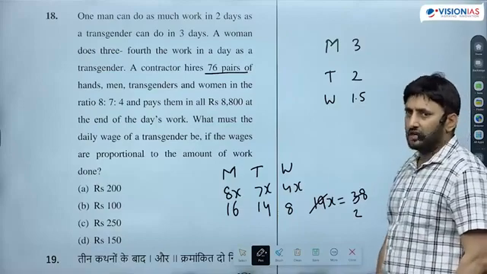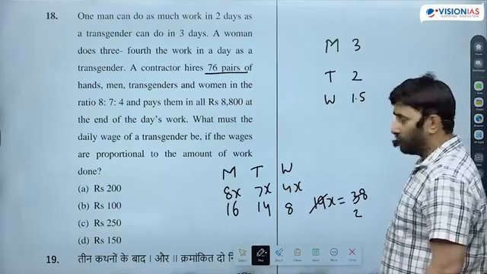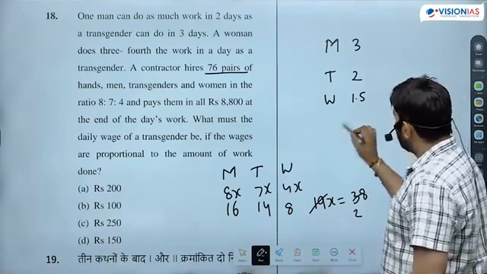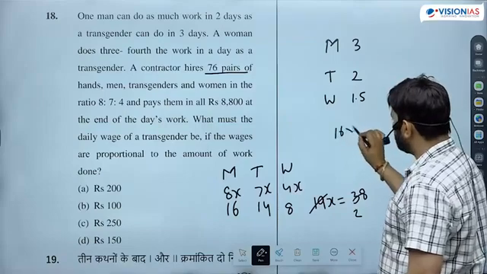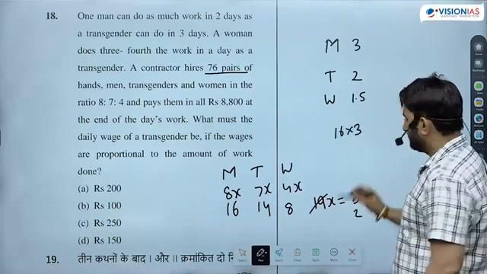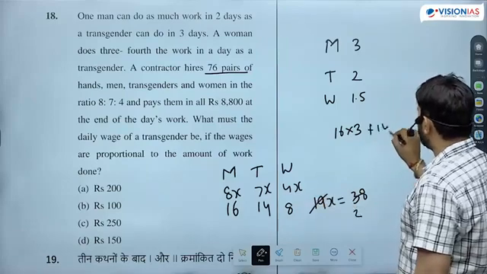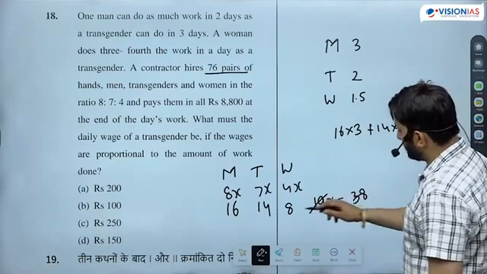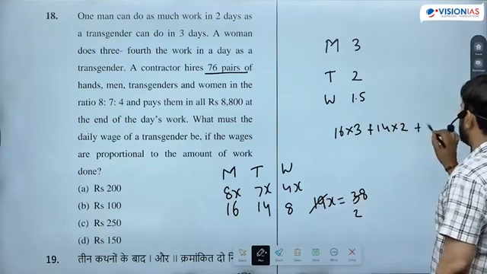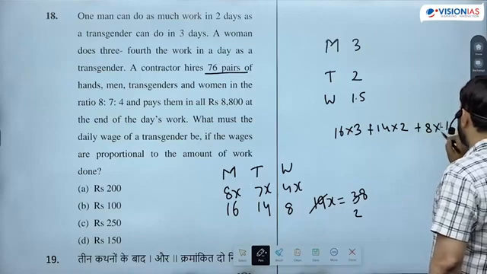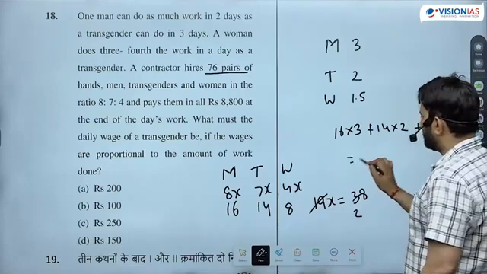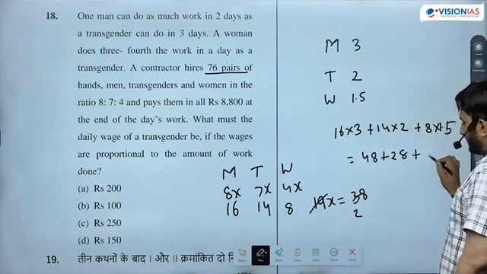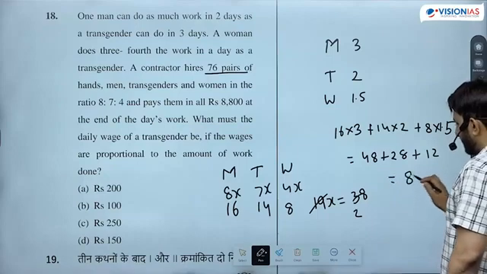तो बच्चे कितना काम कर सकते हैं वो? How many units of work can they complete? Total work. 16 men will do how many units of work? 16 into 3. 14 transgenders will do 14 into 2. What about 8 women? They will do 8 into 1.5. Total work 48 plus 28 plus 1.5 into 8 is 12. So this is coming out to be 88 units.